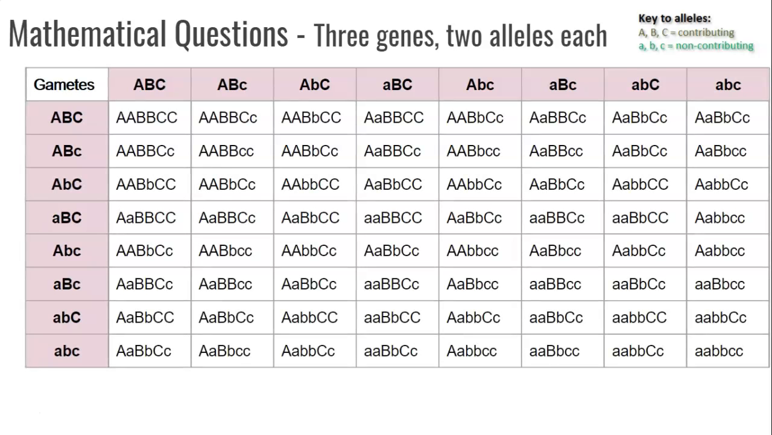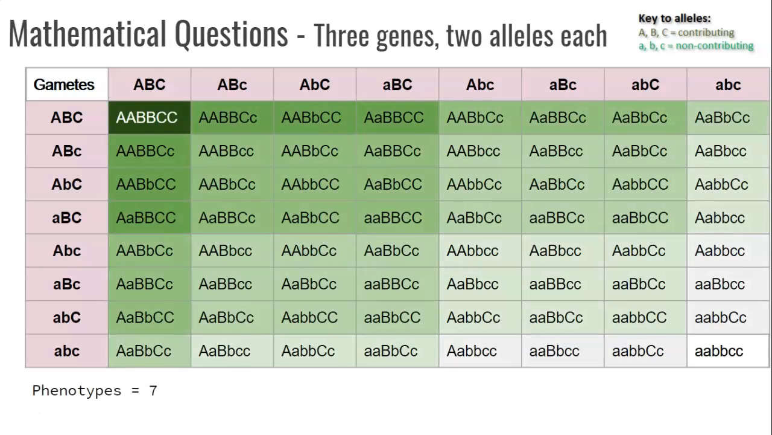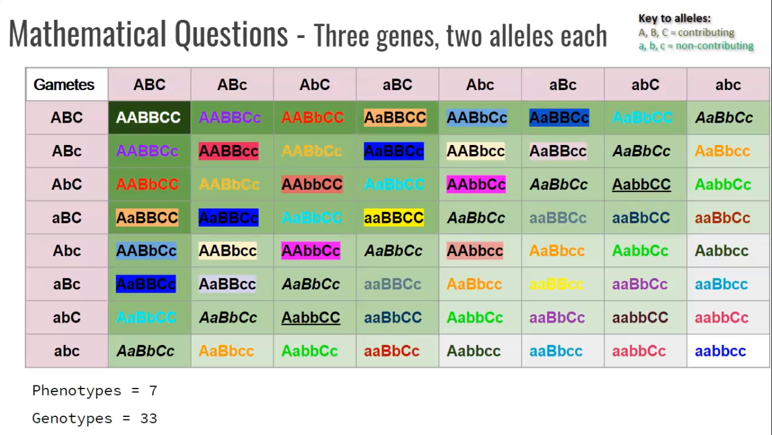But if I filled this out and then color-coded it for contributing versus non-contributing, you can see that if you have capital letters, it is contributing, and lowercase is non-contributing. You can see the general flow from dark green to light green from the upper left corner to the bottom right corner, which gives me 7 phenotypes. And then if I were to figure out how many unique genotypes I have, I'm going to color code those as well. And I have 33 out of 64 unique genotypes.